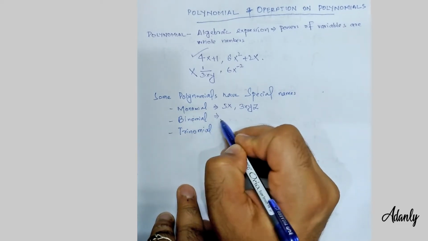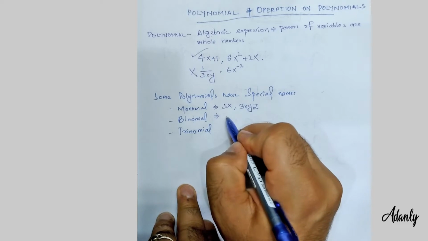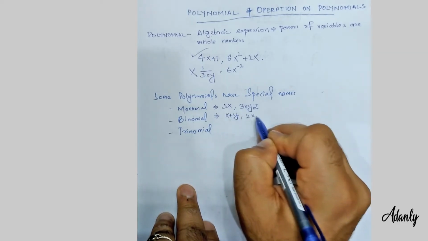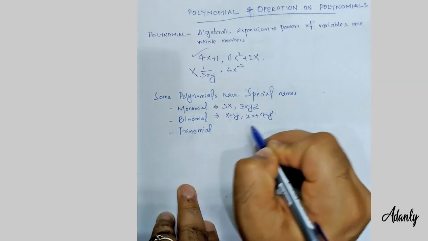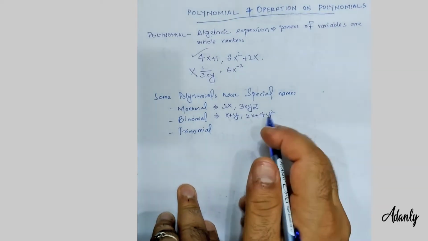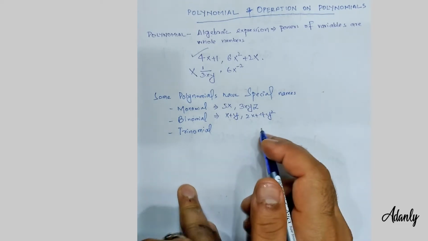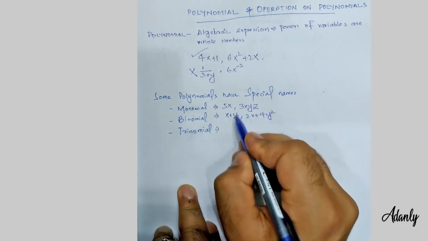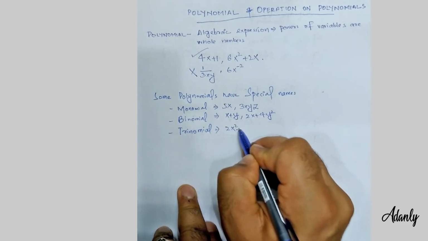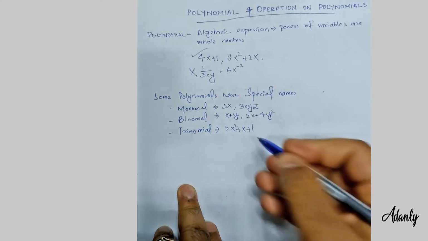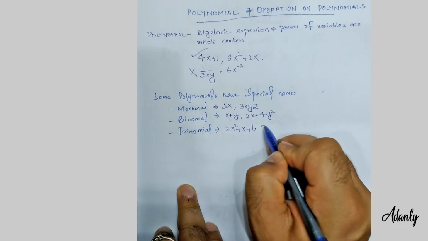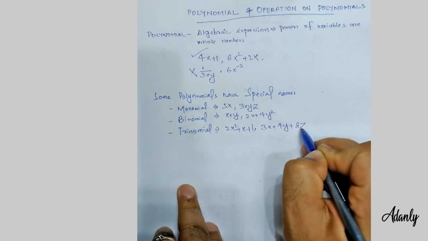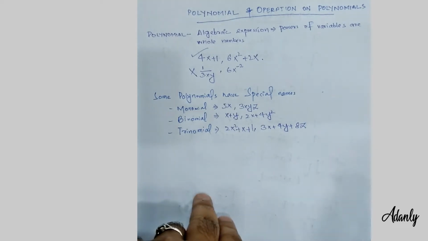Binomials are polynomials consisting of two terms. For example, x plus y or 2x plus 4y squared. These are called binomials, while trinomials consist of three terms. For example, we have 2x squared plus x plus 1. This is a trinomial. And 3x plus 4y plus 8z is also a trinomial.